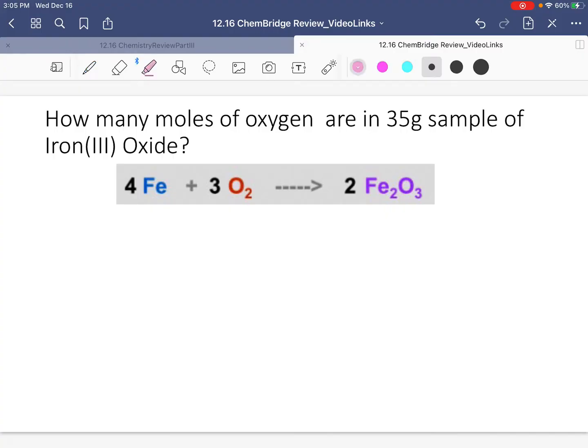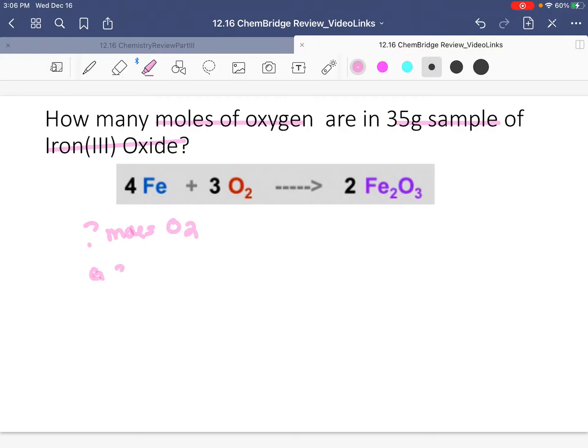So let's start off. How many moles of oxygen are in a 35-gram sample of iron oxide? They will give you the nomenclature, so it's up to you to determine which one is which. So they're asking how many moles of oxygen are in a 35-gram sample.